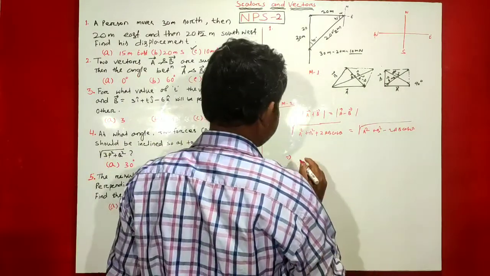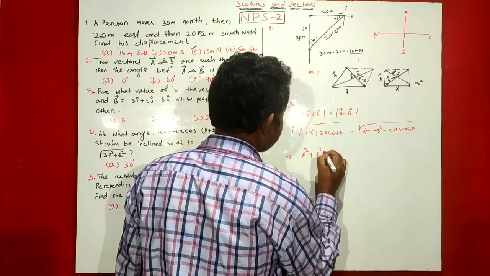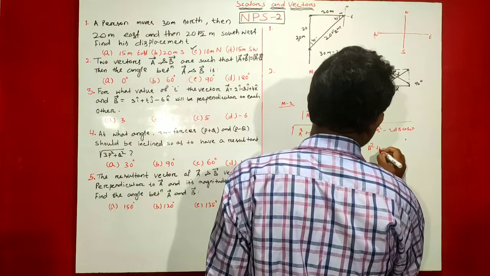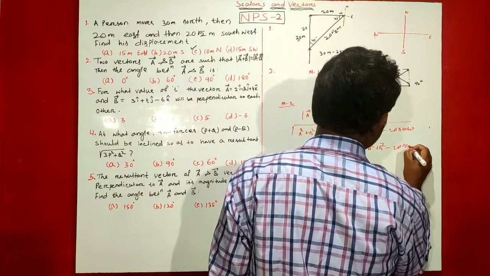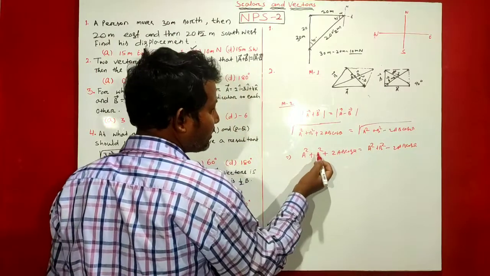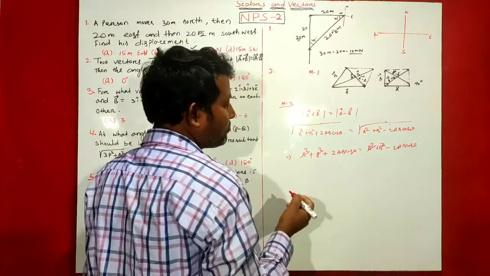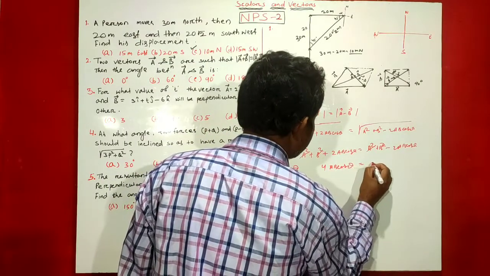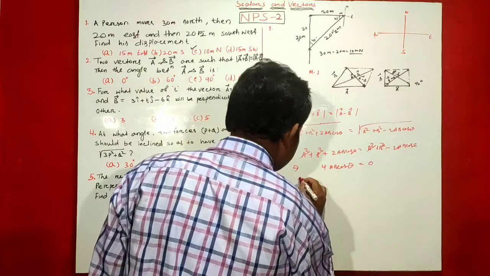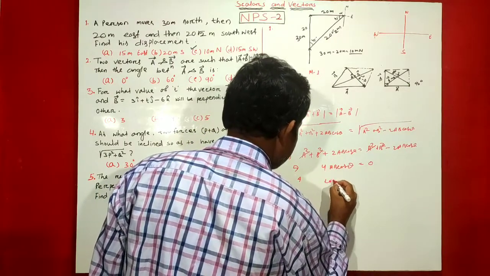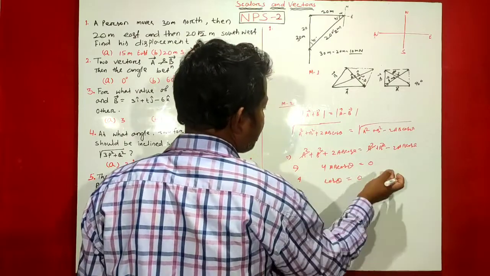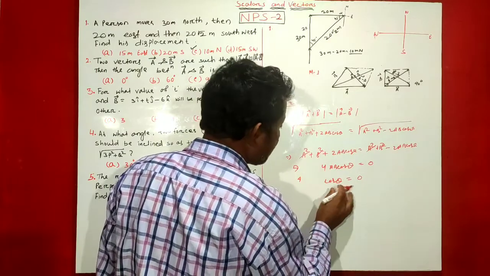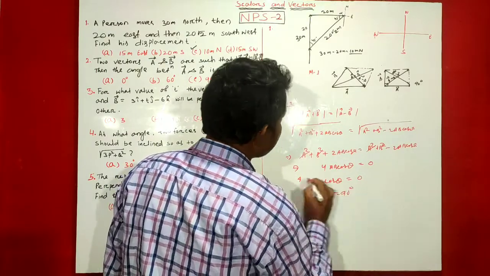By squaring both sides, we get A square plus B square plus 2AB cos theta is equal to A square plus B square minus 2AB cos theta. By cancelling both A square and B square, we find that 4AB cos theta is equal to 0. Then cos theta is equal to 0 by dividing by 4AB. We get cos theta is equal to 0. That means theta is equal to 90 degrees.